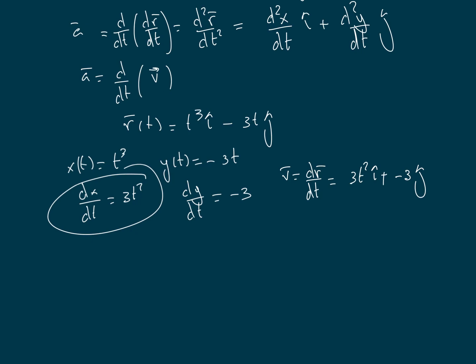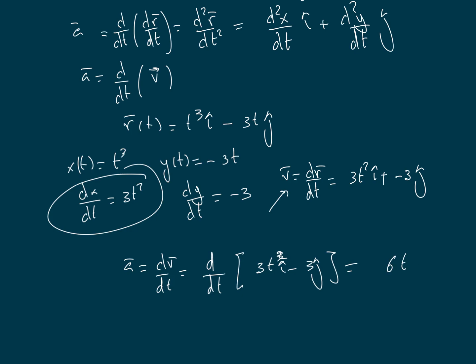And for the second derivative, we take the derivative of v. A is the derivative of v with respect to t. So A is the derivative with respect to t of the vector v. The vector v is 3t squared i minus 3j. What is the derivative of 3t squared? The derivative is 6t i minus 0j. So the acceleration is 6t i. It's changing with time, the acceleration. Okay, this is the solution to the problem.